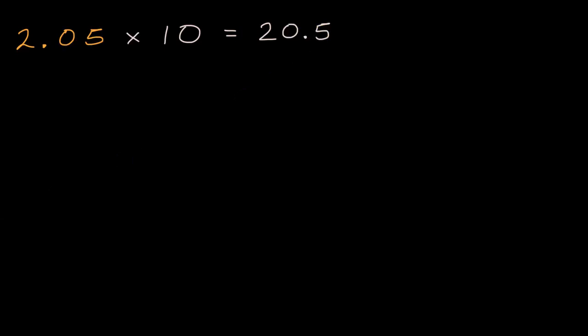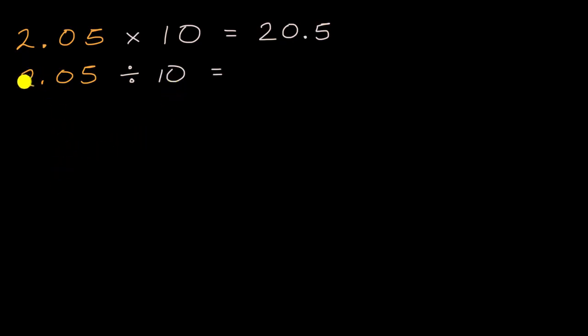Now, what if we were to go the other way around? What if we were to say 2.05 divided by 10? Pause the video and see if you can figure that out. Well, here, all of our digits are going to shift one place to the right because we're dividing by 10. We could also view that as multiplying by 1/10.